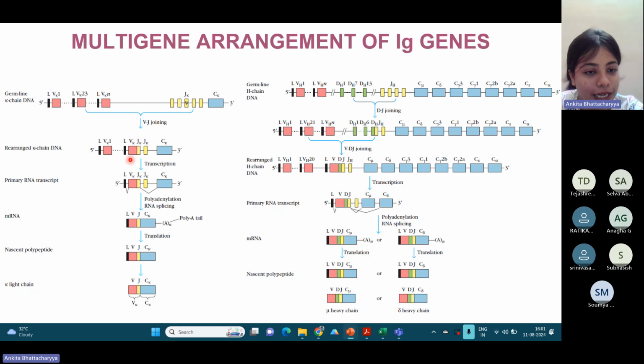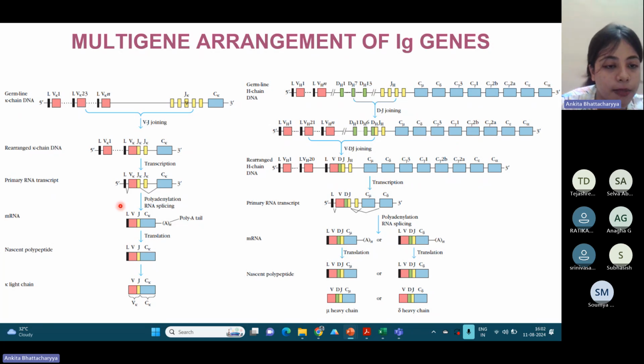Once that has been done, transcription is carried out. The primary transcript contains all of these regions along with the intervening sequences, which we know as introns. The primary RNA transcript undergoes some post-transcriptional modifications, which include RNA splicing and polyadenylation. Now, in the process of antibody generation, RNA splicing is probably one of the most crucial processes that you can think of, which gives an antibody its specificity.